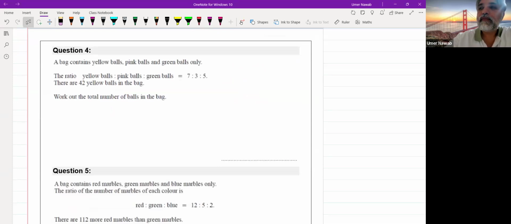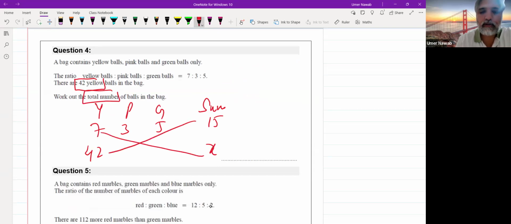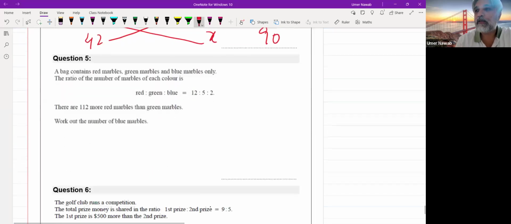Finally, we have here yellow, pink, green, and sum. So 7, 3, 5, and 15. Guy said yellow is 42, and he's asking total number. So X should be written under the sum. Do the cross. 42 times 15 divided by 7, that gives you 90.